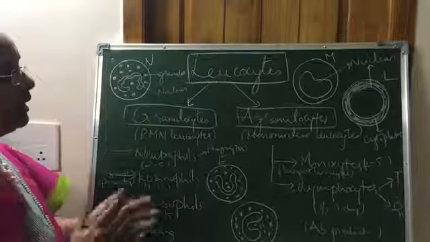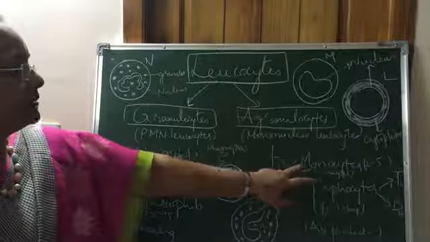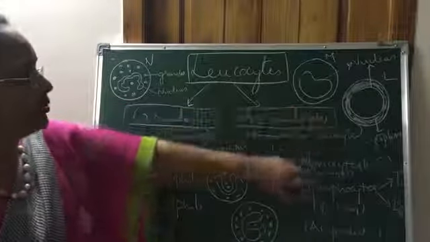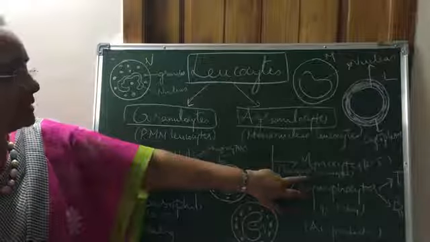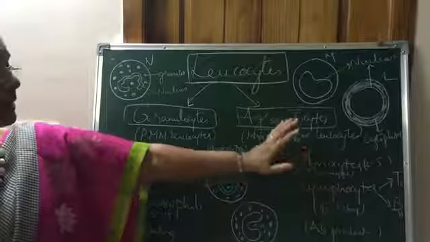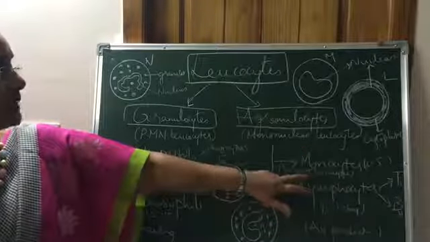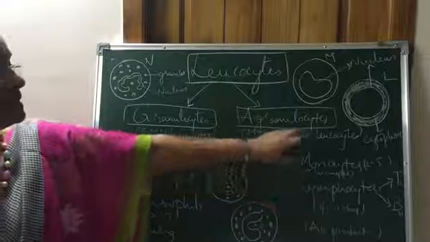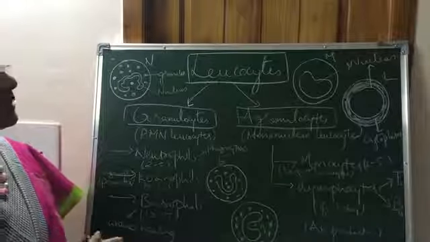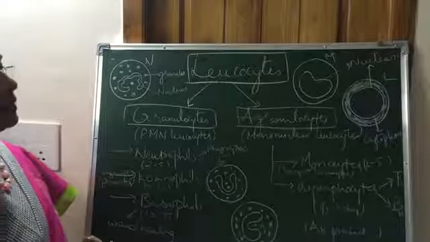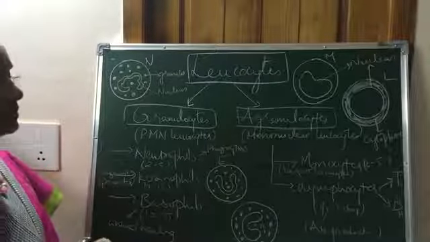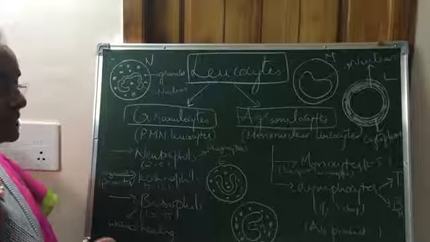Agranulocytes are divided into monocytes and lymphocytes. Monocytes are the largest leukocytes, and they also form the first line of defense. Neutrophils and monocytes combined provide the first line of defense against infections, and their lifespan is 2 to 5 days. Here the nucleus is oval or horseshoe shaped, kidney or bean shaped. Monocytes have a very short lifespan, 2 to 5 days.